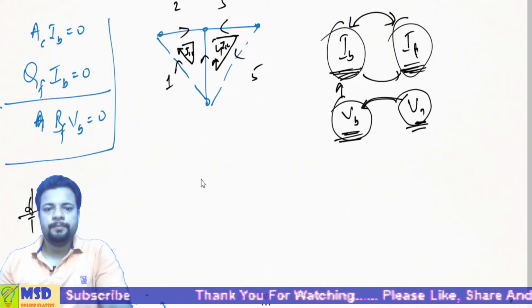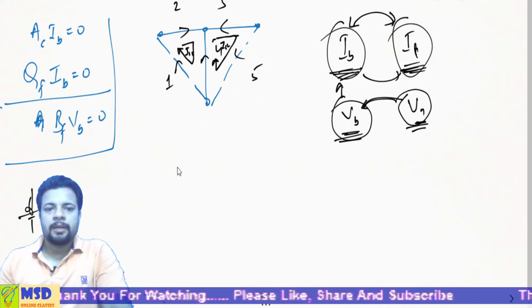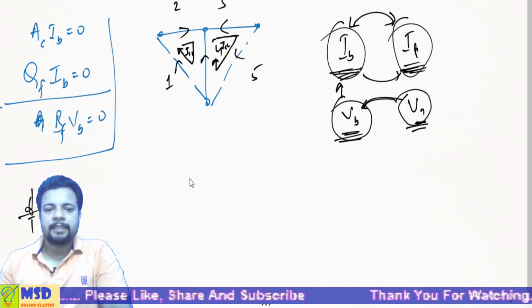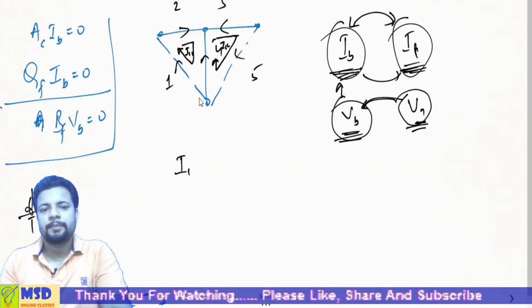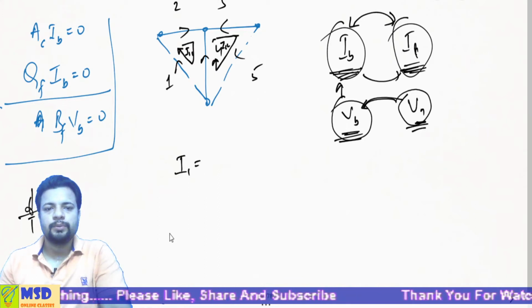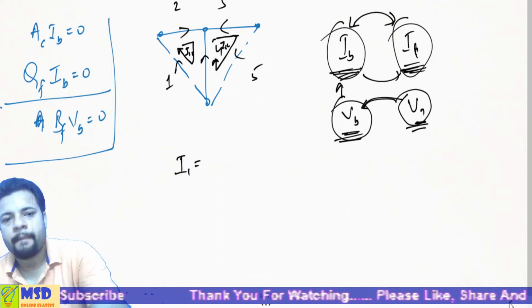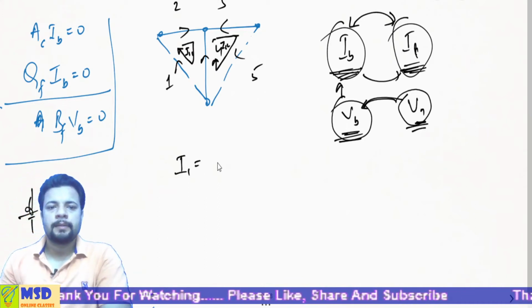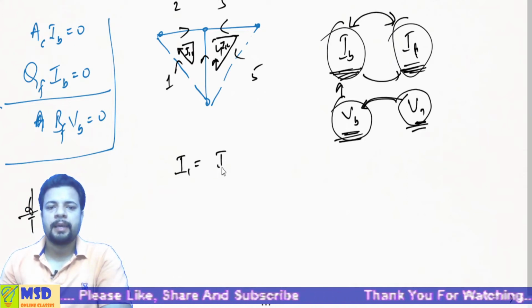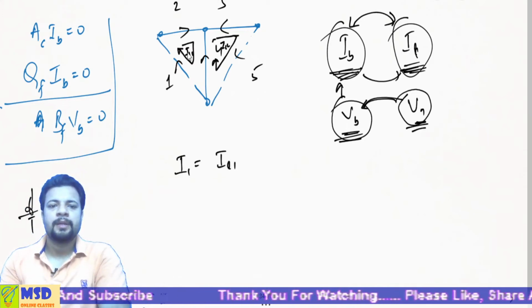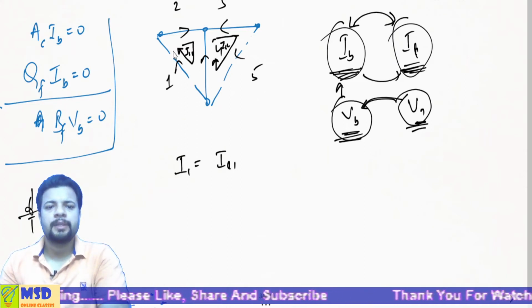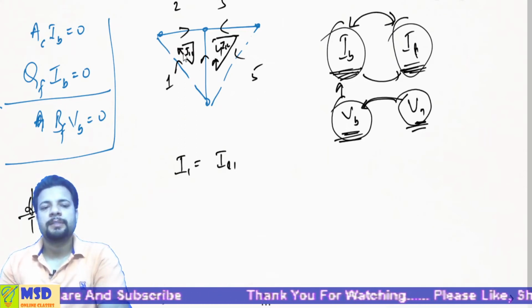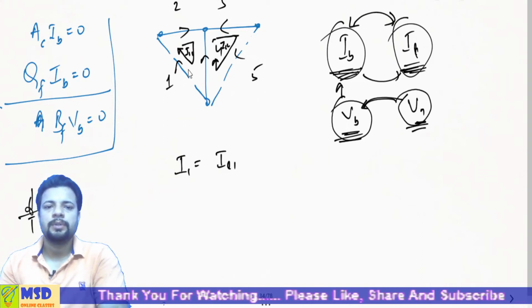So what I can say here is that I1, that is the current flowing in this branch, is equal to IL1. Since this branch is associated with this mesh only, the current flowing in this branch is nothing but the loop current.